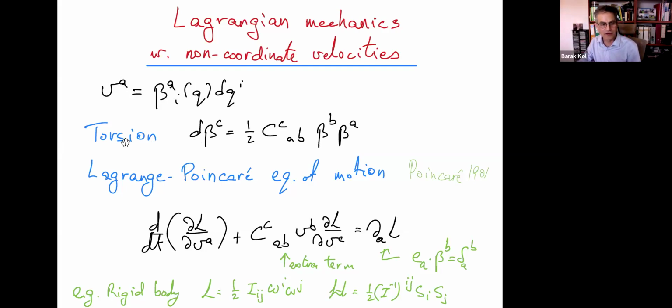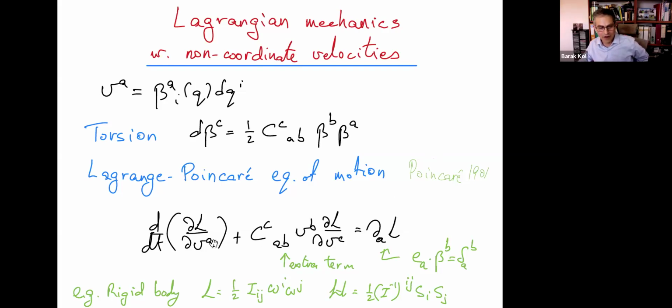Linear combinations which are not necessarily a derivative of some other function. So that means that there is a torsion. When we take the differential of these one-forms, we get something non-zero. So that means it's non-integrable. It cannot be written as the differential of some coordinate. And this turns out to be useful, at least for the rigid body. It was Poincaré who discovered this in 1901, and others rediscovered it later. One of the later ones was myself, a few years ago.